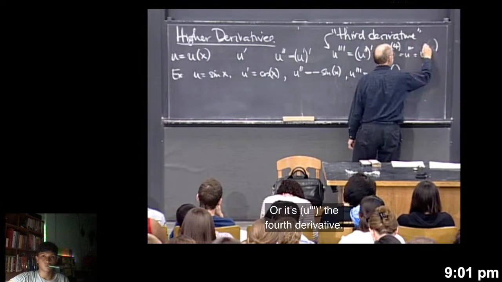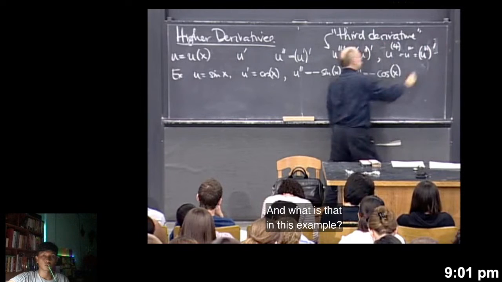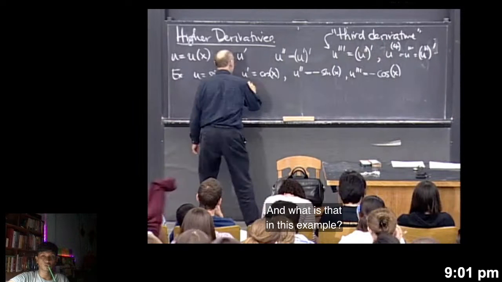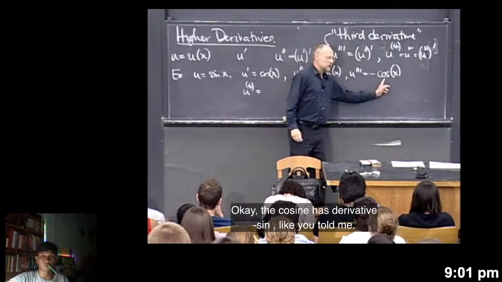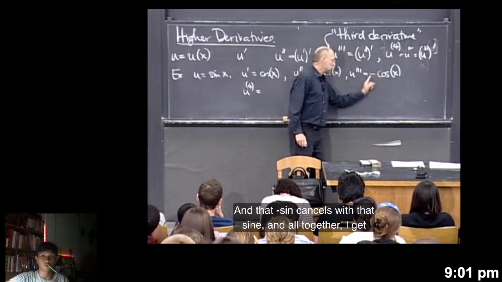And what is that in this example? Okay, the cosine has derivative minus the sine, like you told me, and that minus sign cancels with that sign, and altogether I get plus the sine of x. That's pretty bizarre. When I differentiate the function sine of x 4 times, I get back to the sine of x again. That's the way it is.